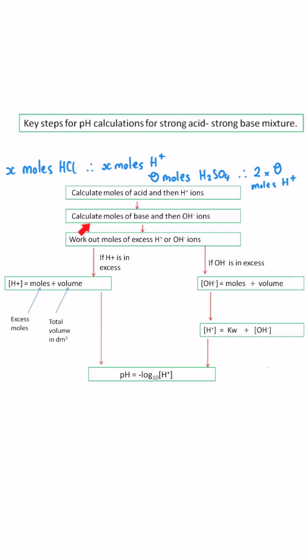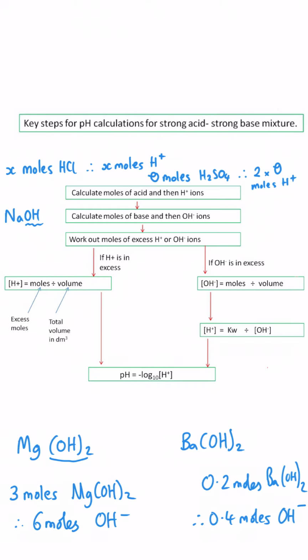Similarly, you will have another mark for working out the moles of base that's present and therefore the moles of hydroxide ions. Both of the examples that I used involved sodium hydroxide, and that's by far the most common base involved, and that's only got one hydroxide ion per sodium hydroxide mole. However, it's perfectly possible you could have something like magnesium hydroxide or barium hydroxide, and in that situation, both of those have got 2 hydroxide ions per mole of the whole formula.